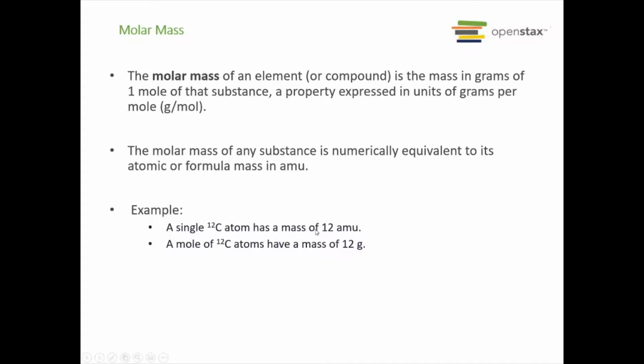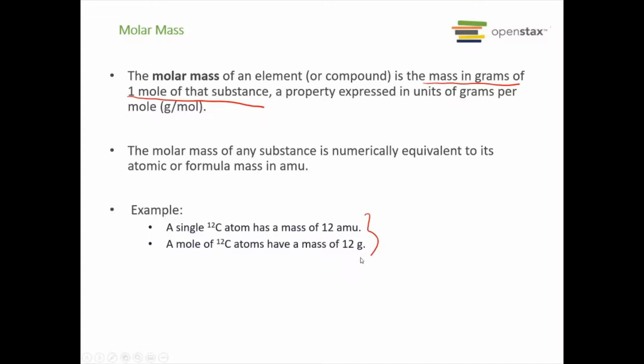So this brings us to the molar mass of an element. And this is the mass in grams of 1 mole of whatever it is that you're looking at. And so the units of this are grams per mole. And this is actually numerically equivalent to the atomic or formula mass in AMUs. So we can say, you know, that one carbon atom has a mass of 12.01 AMUs, or a mole of carbon weighs 12.01 grams. As you see right here.